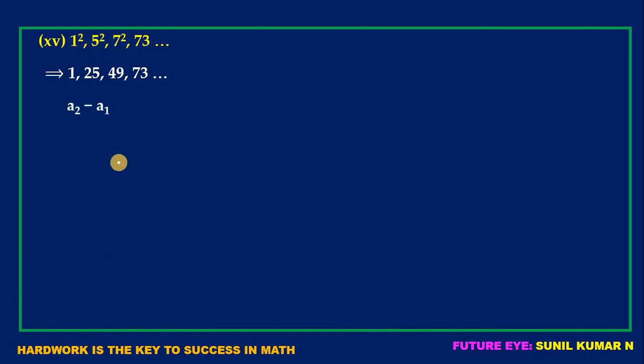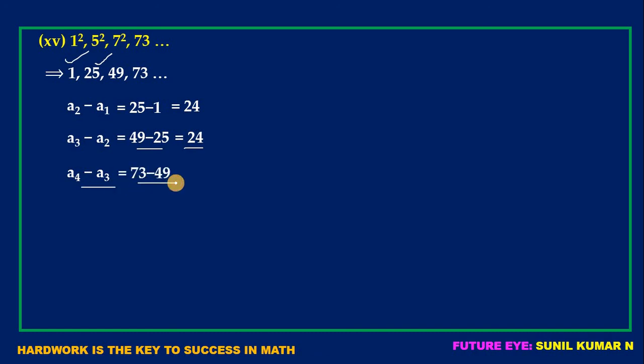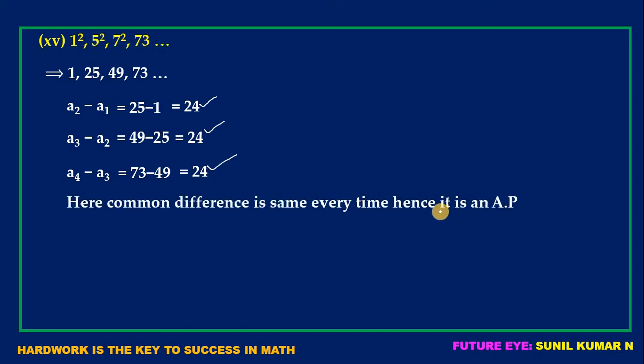Now let us find A2 minus A1. Here A2 is 25, A1 is 1. So 25 minus 1 gives 24. Next let us find A3 minus A2. It gives 49 minus 25. As you subtract 25 from 49, we get 24 itself. Next A4 minus A3. We get 73 minus 49. Subtract this, we get 24 only. It means here we have got all values the same. It means it is in an AP.